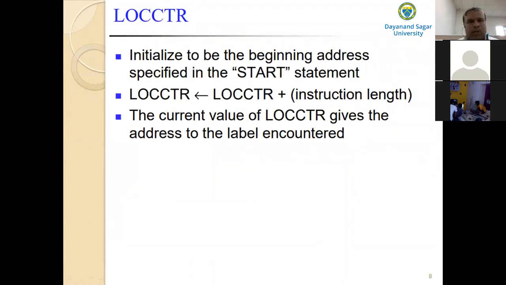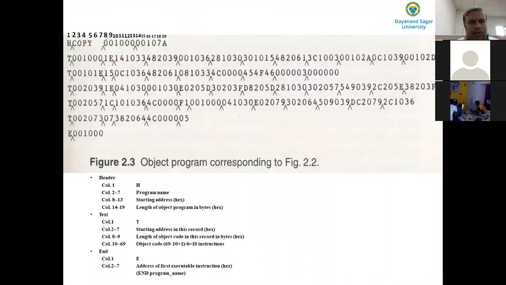So those are the two major data structures used by the assembler, and there is one important variable that is used by the assembler. It is called LOCCTR. Apart from the OPTAB and the SYMTAB, there is an important variable used by the assembler that helps in the assignment of the addresses. This variable is called LOCCTR, which stands for location counter. And to which value is it initialized in the beginning? This LOCCTR is initialized to the beginning address specified in the START statement.